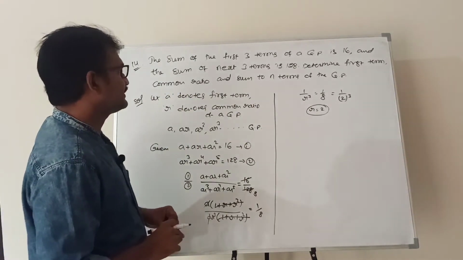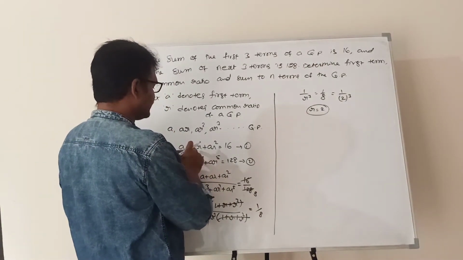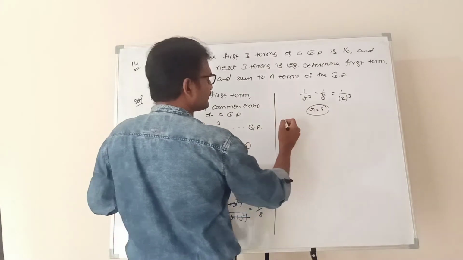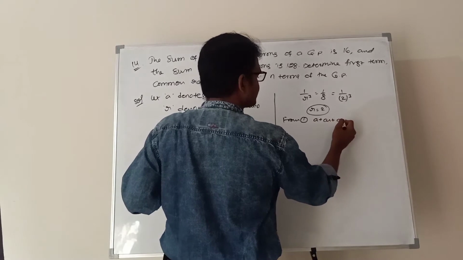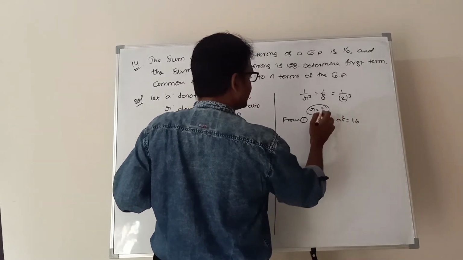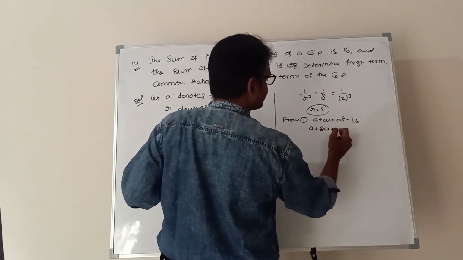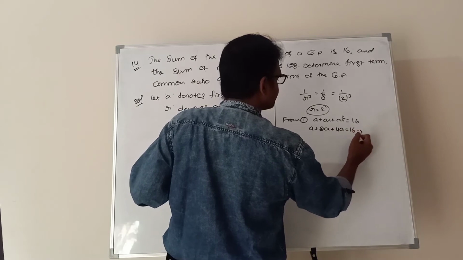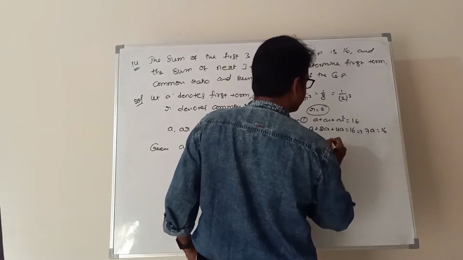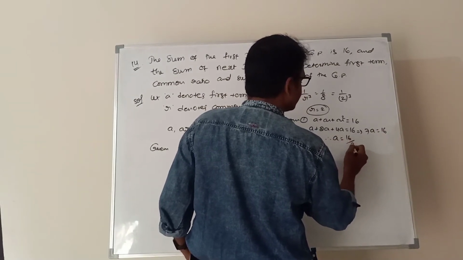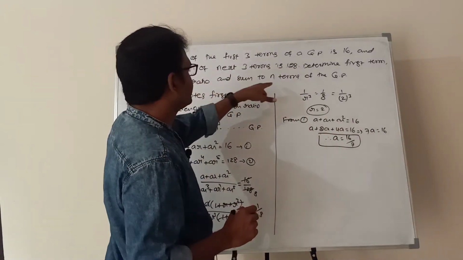Next, find the a value. Determine the first term. The first term is the a value. So how to find the a value? Here a plus ar plus ar square, from equation 1, is equal to 16. The r value we know. So a plus 2a plus 4a, that means 7a, is equal to 16, therefore a is equal to 16 by 7. The a value is 16 by 7 and the r value is 2.